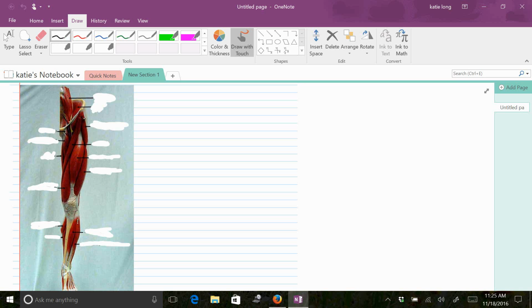Let's go ahead and note that this is the lateral side. I will do my best with this pen throughout this tutorial. Sometimes it can get a bit wonky. It is not a great touch screen, but it does the job. So that is lateral, this is medial.